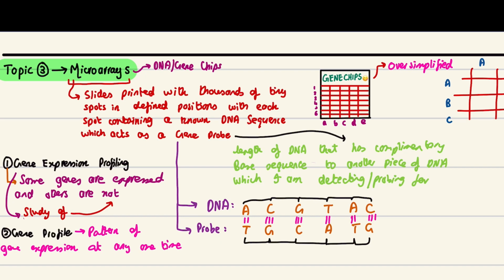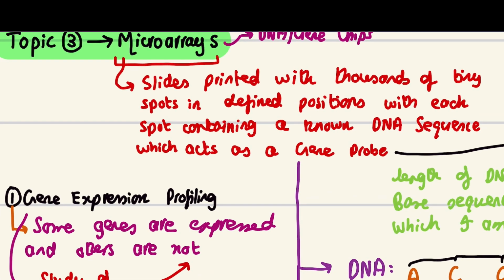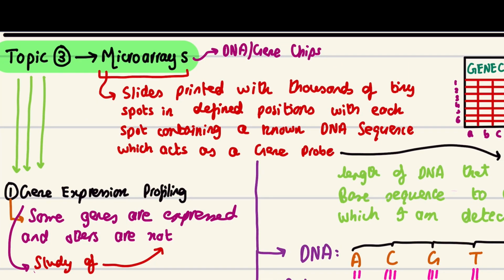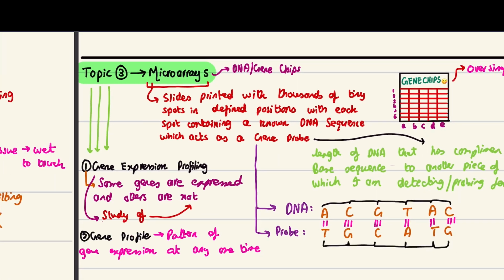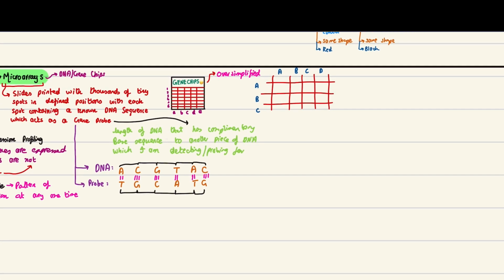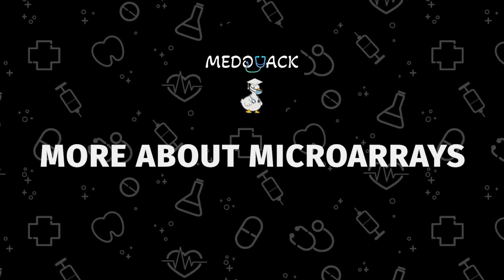Okay guys, so now talking about microarrays. Okay, so what are microarrays really doing? Microarrays are just used in your gene expression profiling, guys. They're sort of trying to figure out which gene is being expressed and which gene is not being expressed. Okay, and I'll talk more about this towards the end of the video as well. Okay, so now let's move back to the microarrays.